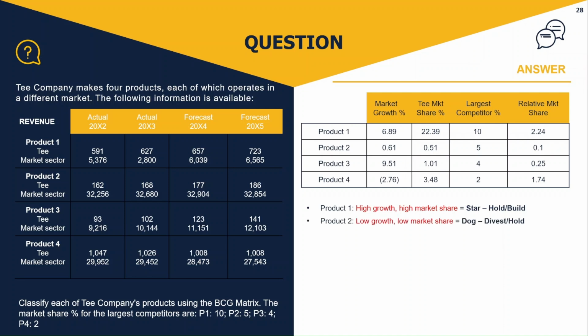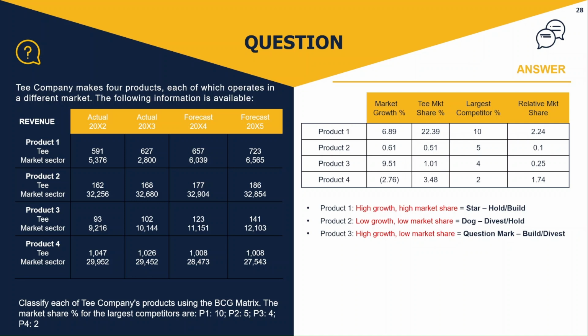Product 2 then, so low market growth, so less than 1%, and low market share, so only 10% of what our closest competitor has. So that's our dog. So divest or consider holding if it's complementary to our product range. Product 3, so 9.51, so relative to everything else, that's high.